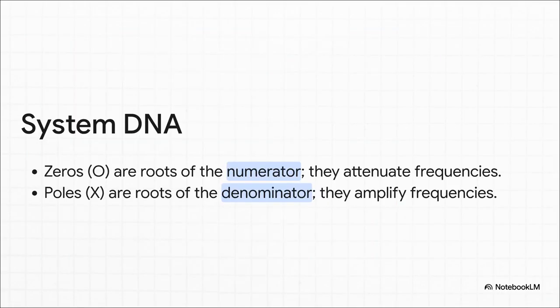And this is where we find the actual genes, the DNA of our system. It's all about the roots of those polynomials, the values that make either the top or the bottom of that fraction equal to 0. The roots from the top part, the numerator, are called zeros. Think of these as frequencies the system just wants to crush or silence. The roots from the bottom part, the denominator, are called poles. These are the system's sweet spots, the frequencies it absolutely loves and wants to amplify, where it naturally resonates.